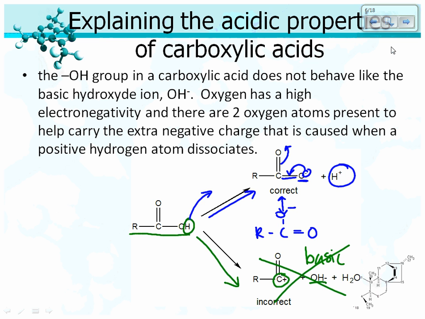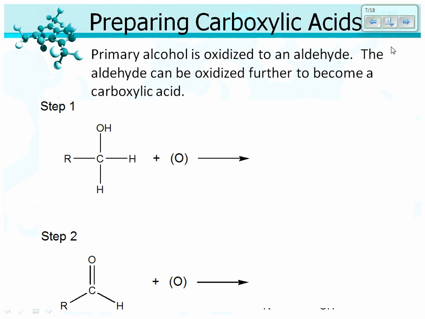So that's what I mean by the two oxygen atoms can sort of carry that negative charge. It ends up being a lot more stable than the bottom option. So that's why they can act like acids. All right, how do we make carboxylic acids?